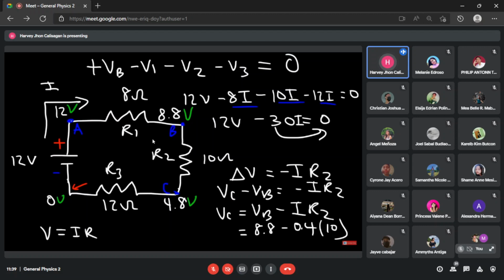Now if you take the current, which is 0.4 amps, and multiply by R3, which is 12 ohms, you should get the difference between these two values. So 0.4 times 12 is 4.8, and that's the potential difference across R3. And so that's how you can solve this particular circuit using KVL, Kirchhoff's voltage law.